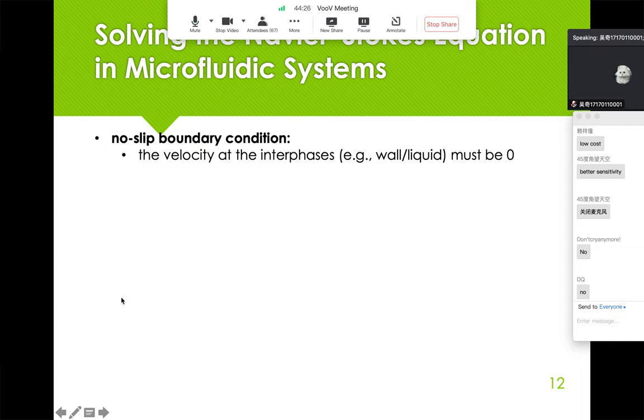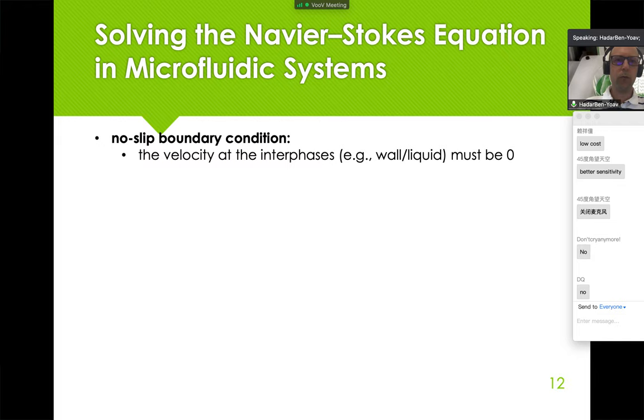Let's continue. Now let's see what we can do with the Navier-Stokes equation in a microfluidic system, and we're going to solve it with specific conditions, and see how the flow will behave in the microfluidics. First we define no-slip boundaries, which means that the velocity at the interface between the wall and the liquid is zero. So there's no sliding; the fluid doesn't slide over the wall, and the velocity is zero there. This is one condition.